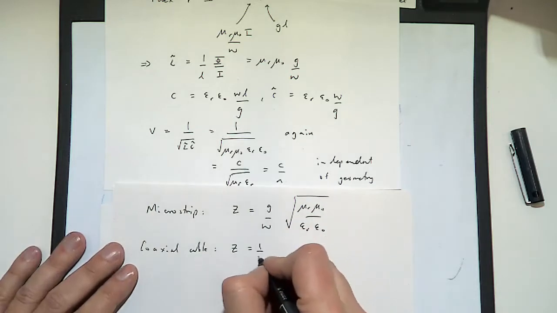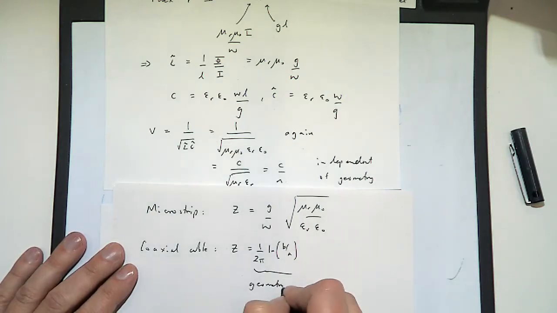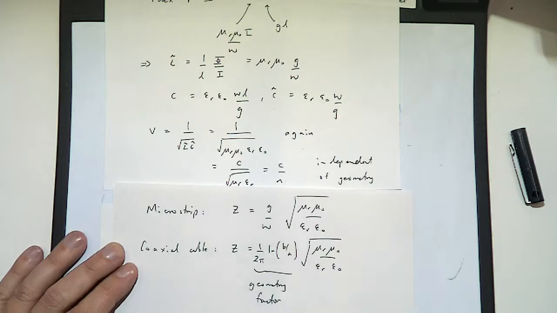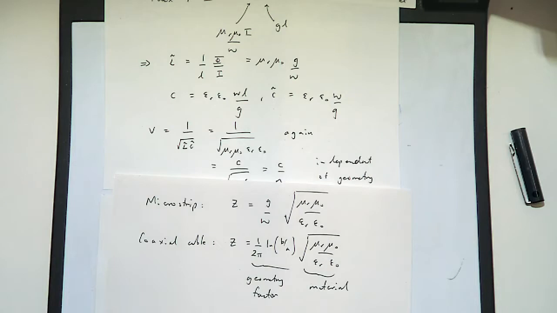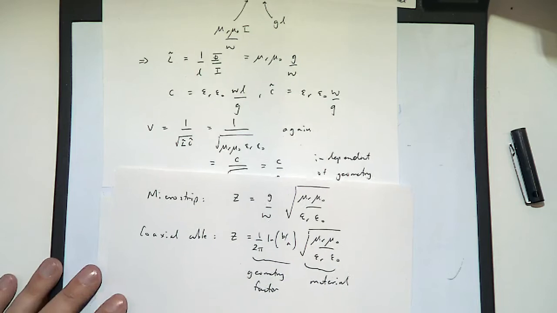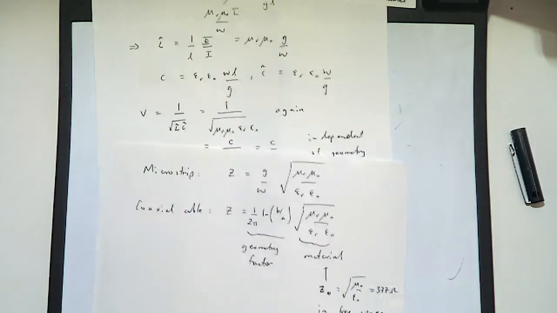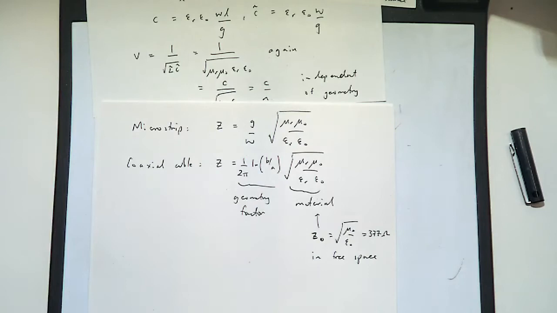So on the left, we must have something which is to do with the geometry. So these things on the left are the geometry factors. And on the right, we have the same thing we had above, which is something to do with material. Now notice that if the material is free space, then Z here would be Z0, wouldn't it? So if you had a coaxial cable which was air filled, or a strip line that's somehow air filled, then that material coefficient would be 377 ohms.